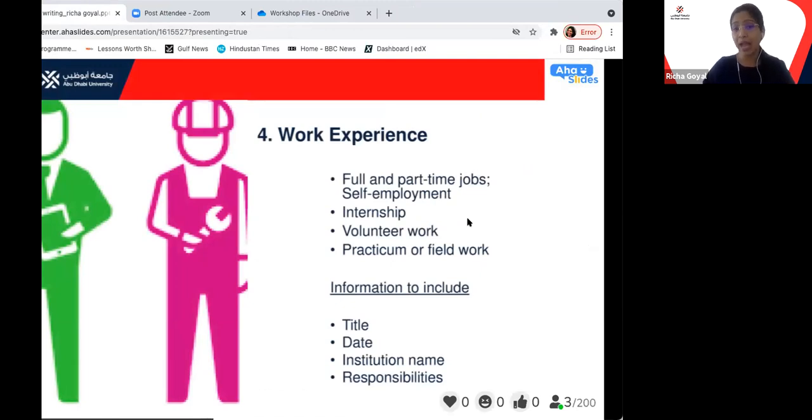Details of full-time and part-time jobs. Even if you were self-employed, you did something, you can put it there. Internships, volunteer work, practicum, field work, or paid work. Everything can go in work experience. So some students feel like, I don't have any work experience, I'm a fresh graduate. So these students can definitely talk about, or freshers or fresh college graduates can write about their volunteer work or internships or field work or projects. Okay, so you have to include the title, that is the job title, then date, institution name, and responsibilities.